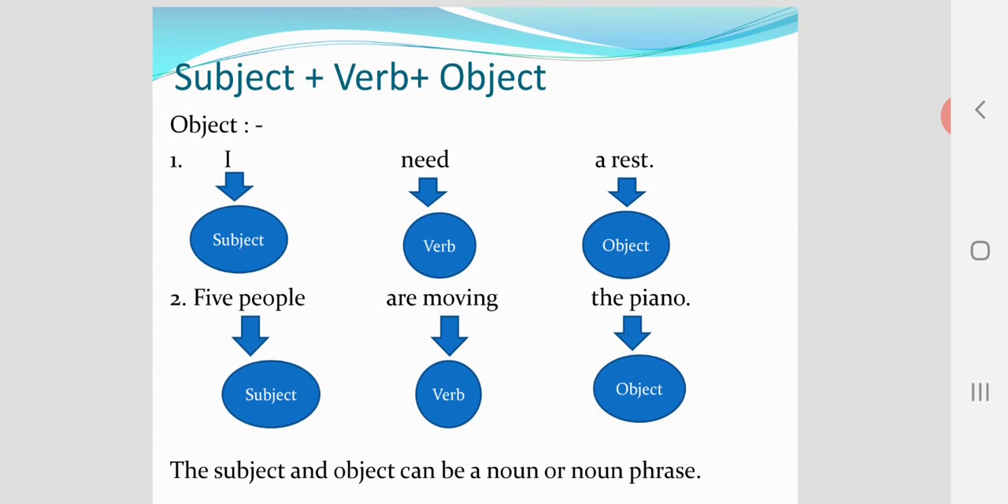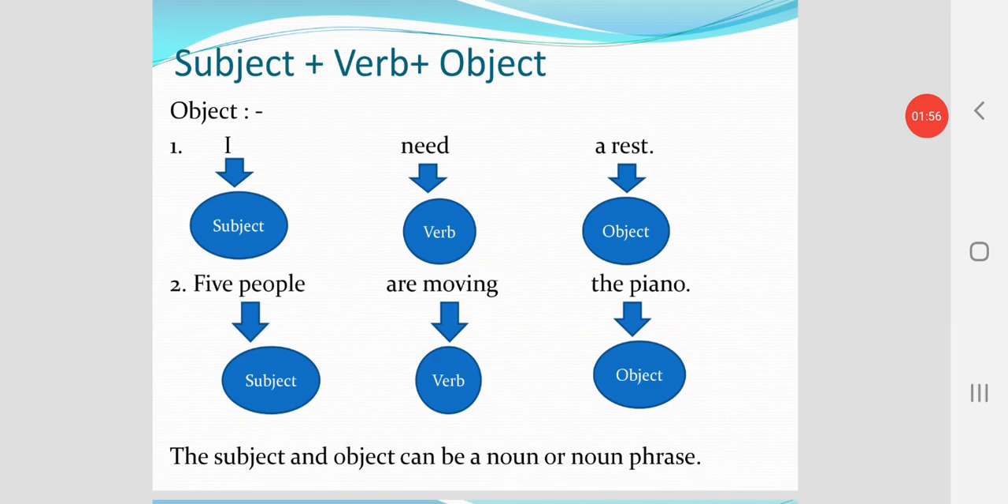Number 2, subject plus verb plus object. Subject is who or what performs the action, verb expresses what the action is, and object is whoever or whatever receives that action. Object is whoever or whatever receives that action.